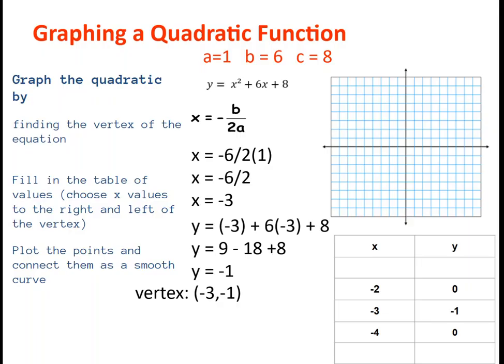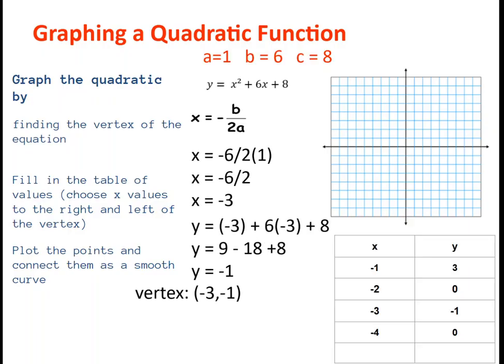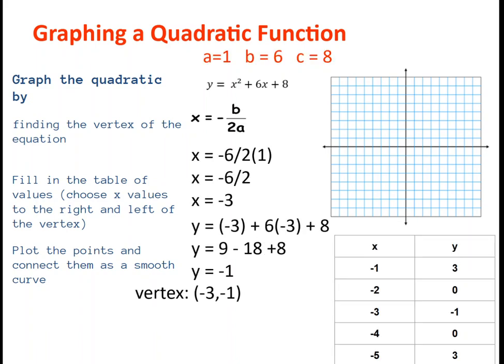Let's try with -1. When I substitute -1 in for x into the equation, we wind up with 3, which also means that when I use -5, I will also get 3. I'm going to let you guys plot those points on your graph. Make sure that you connect them with a nice curve, and don't forget those arrows on top.